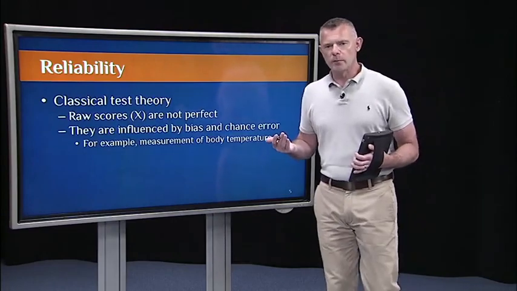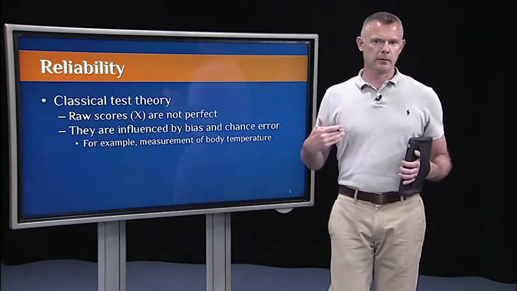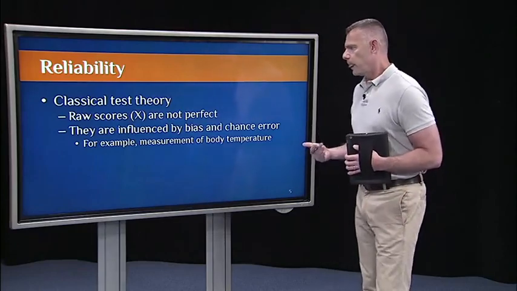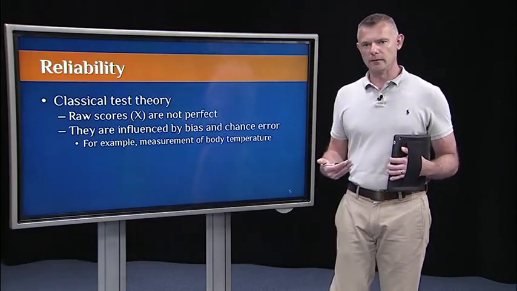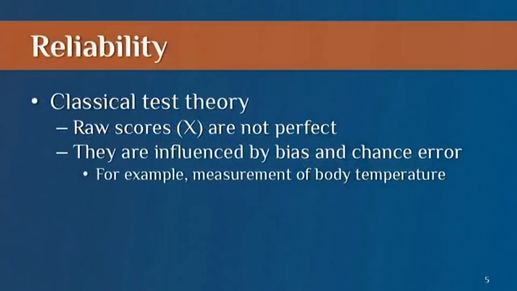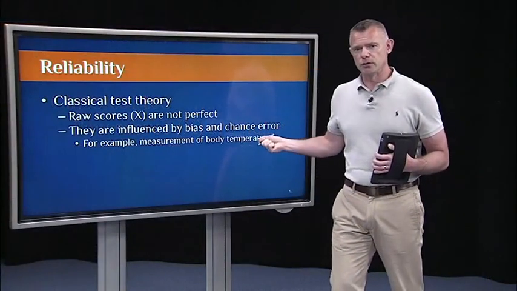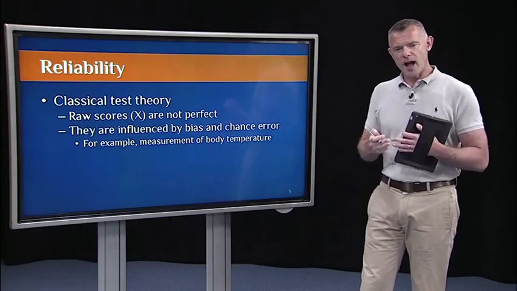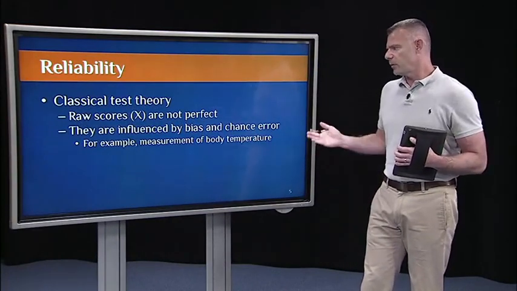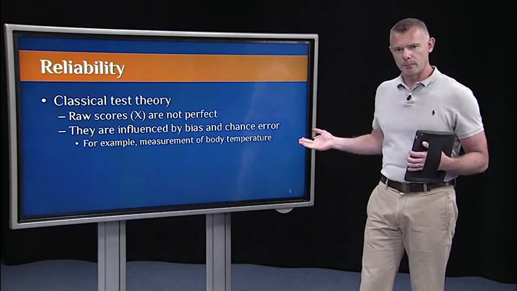So these raw scores I've been talking about that I've been giving the letter X to, they're never perfect in the social sciences. They're influenced by bias. They might be just influenced by chance error. They're influenced by all sorts of factors. They're never perfect assessments of whatever construct it is we're setting out to measure. Even body temperature, which is a pretty concrete example, is susceptible to bias and chance error.